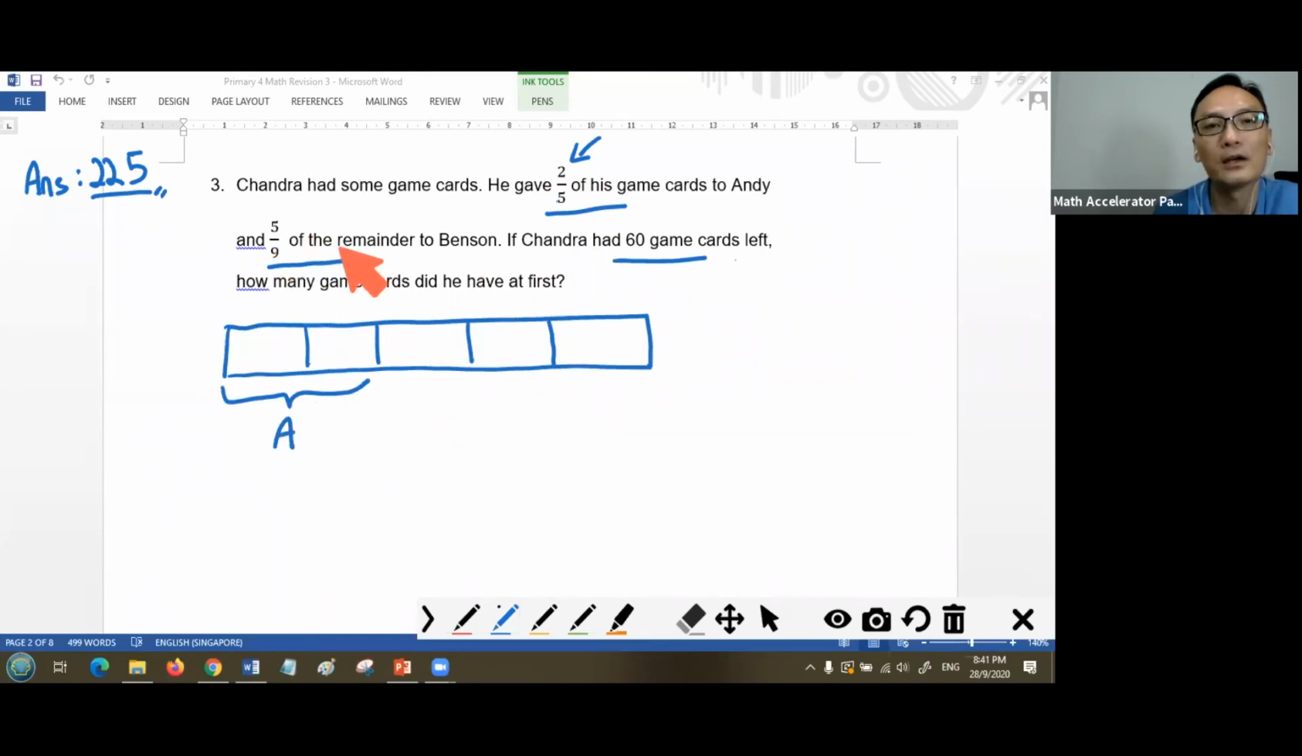Then 5/9 of the remainder to Benson. So here we have 3 units. We need to split into 9. So 9 divided by 3. Each of the unit we need to split into 3 smaller units. So let's split it. So maybe I use a different color, you'll be able to see better.